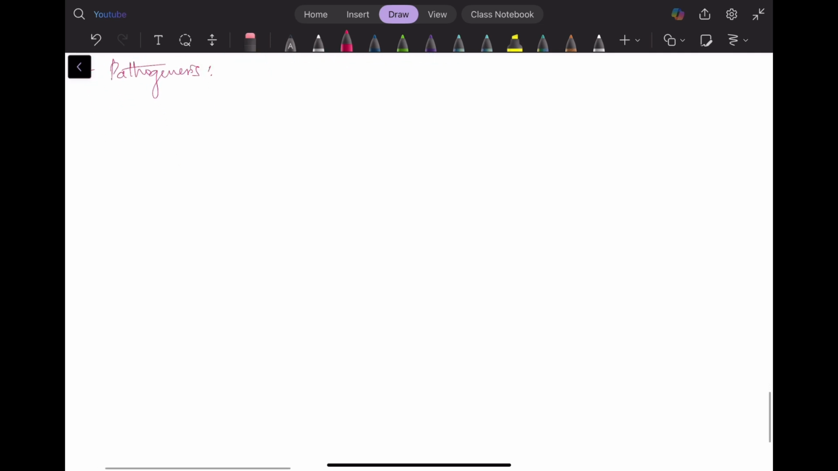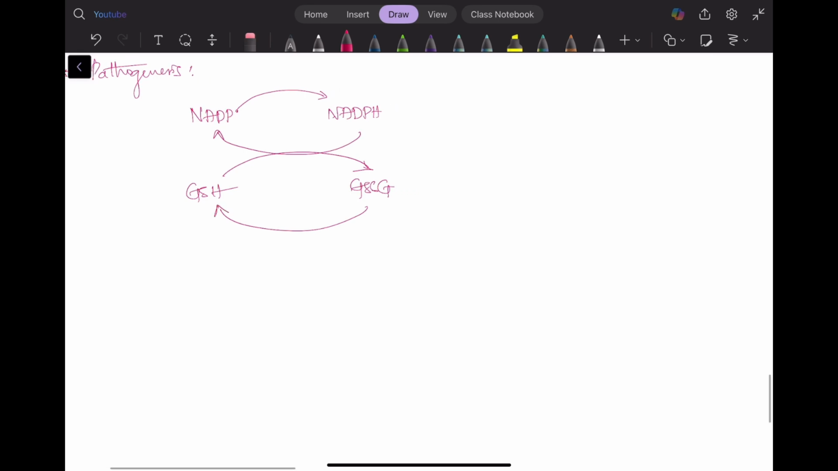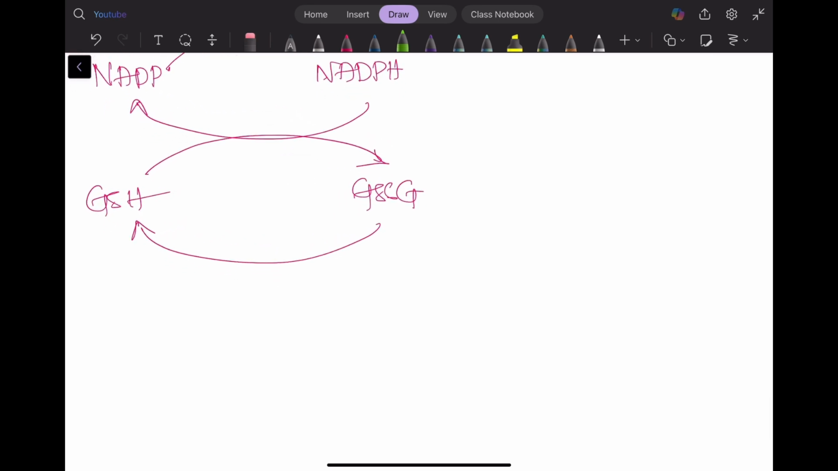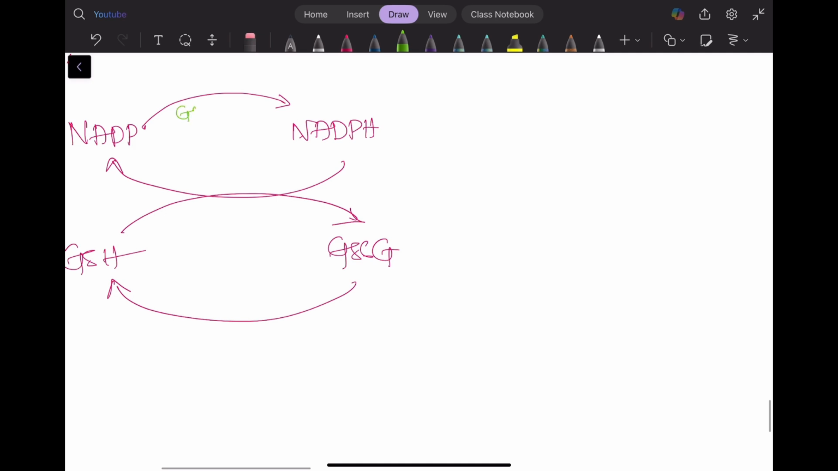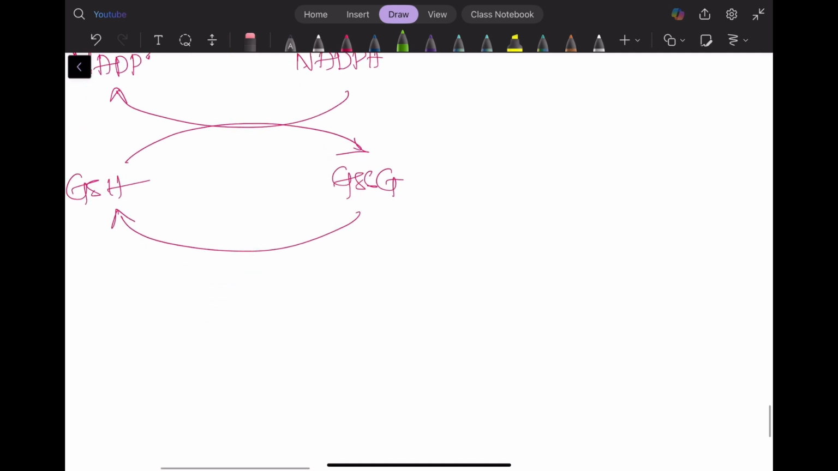First we will learn the biochemistry so that you will understand easily. NADP is converted to NADPH, which is reversed with another pathway linked with it. So the enzyme required here is G6PD. Okay, here glutathione peroxidase. Right?